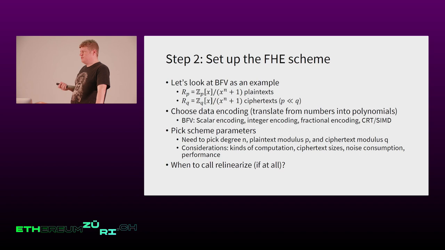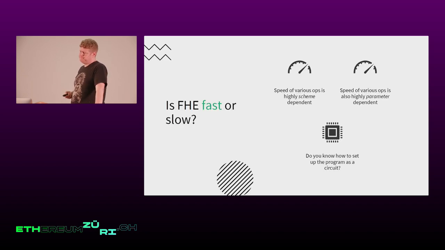Choosing a larger value of the polynomial degree means you can do more computation because you have a larger noise budget, but it also increases the size of ciphertext and reduces the computation throughput. Finally, BFE has this relinearization operation: after multiply, ciphertexts grow in size, and relinearization knocks them back down. So the question is, when do you put these into your computation?